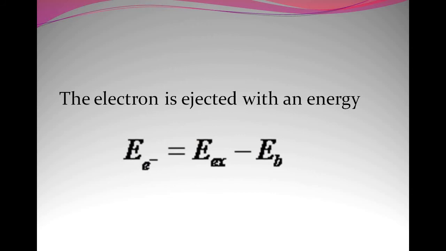For the internal conversion, you can write this expression as E of electron, EE, equal to E excitation minus EB. Here this E excitation is the excitation energy of the nucleus, and EB is the binding energy of the electron. So this is the kinetic energy with which your electron is emitted.